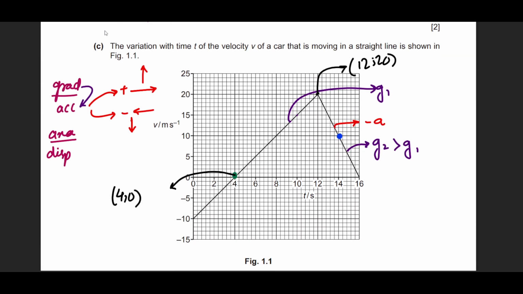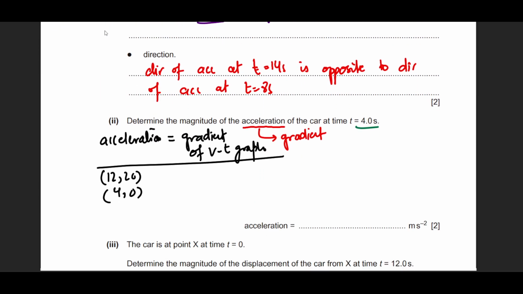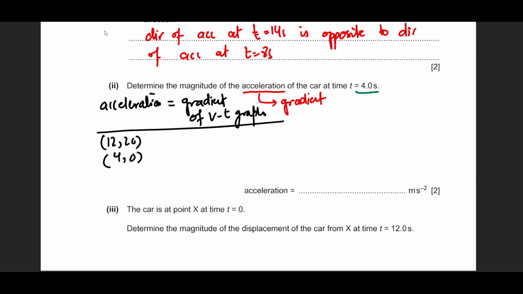Also, please be advised that if you're using something from the graph, always draw a dotted line on the coordinates that you're selecting for the examiner's reference, that you picked these coordinates by choice. Then simply apply the formula y2 minus y1 over x2 minus x1. Write down the formula properly, and then acceleration is equal to 20 minus 0 divided by 12 minus 4. The acceleration comes out as 2.5 meters per second squared.